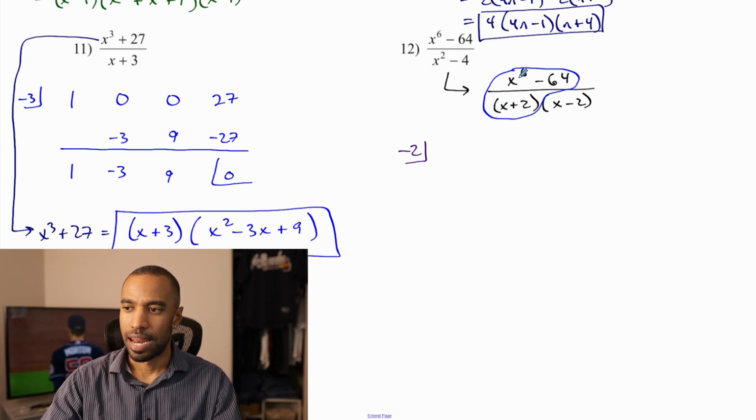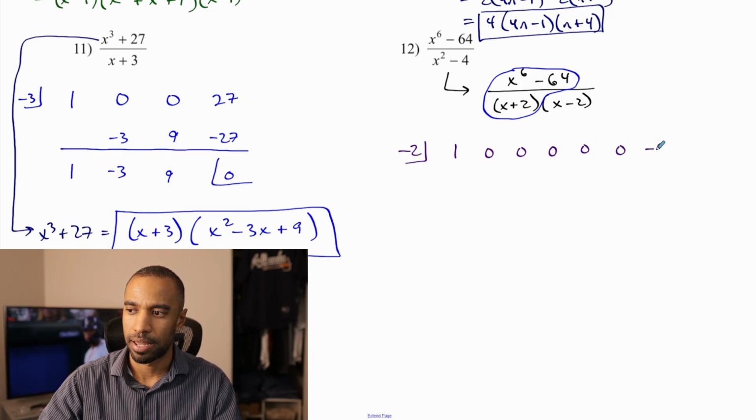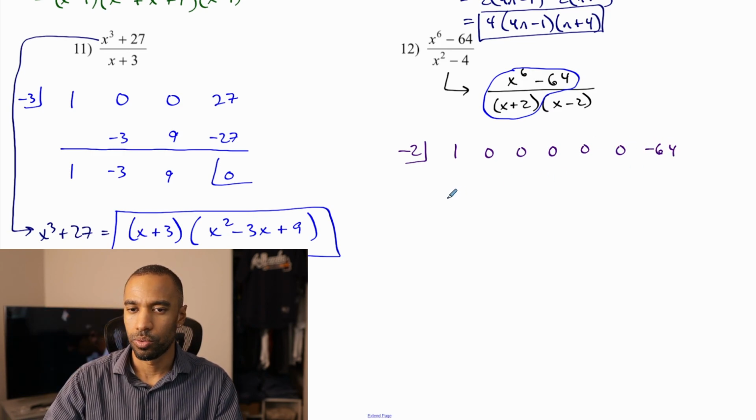Right, so that one. Now, x to the 6th, oh gosh, 1x to the 6th plus 0x to the 5th plus 0x to the 4th plus 0x cubed plus 0x squared plus 0x minus 64. Woo, that's a lot of things there.